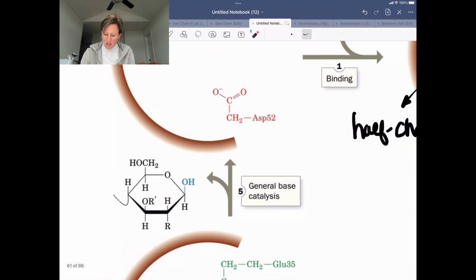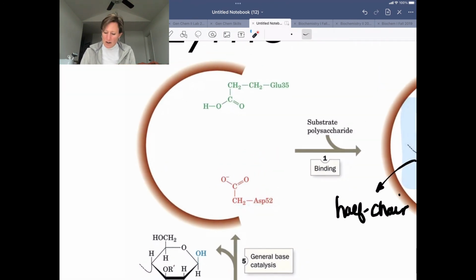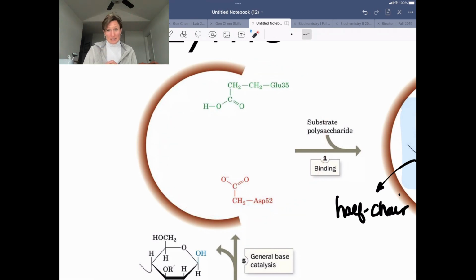So coming back up here, we now have the rest of our product diffuse away from our enzyme active site, and we are back to our enzyme active site having everybody in the correct protonation states. Wow, I know that was a lot, but that was lysozyme and how it does its chemistry.